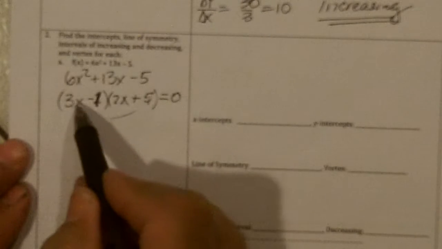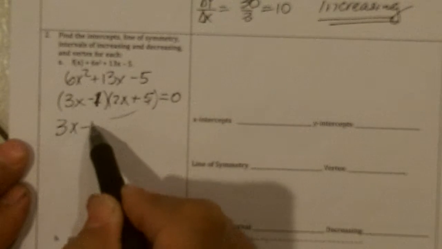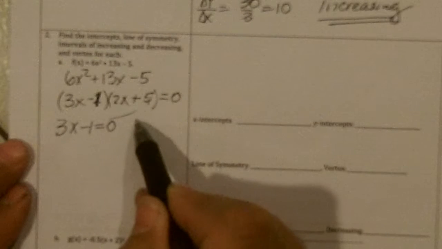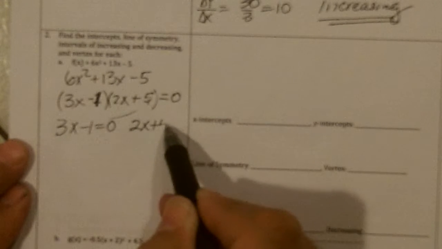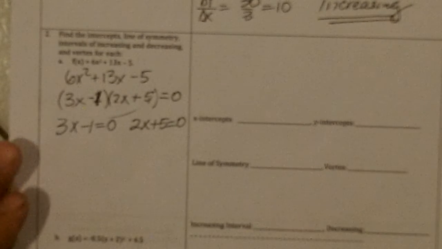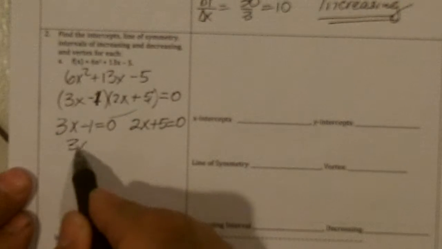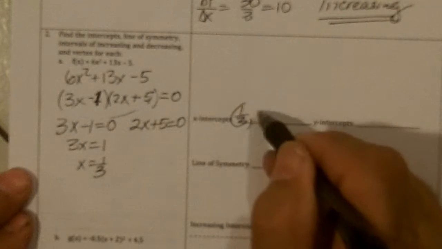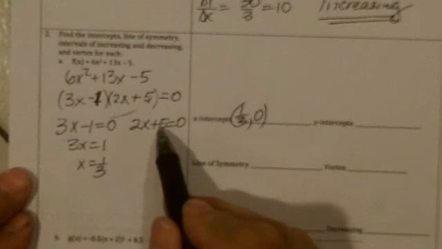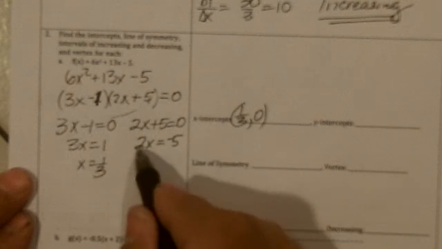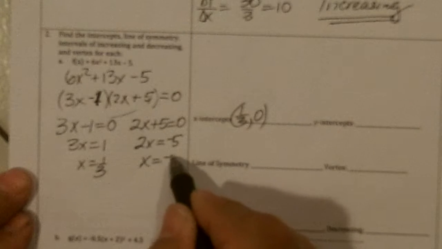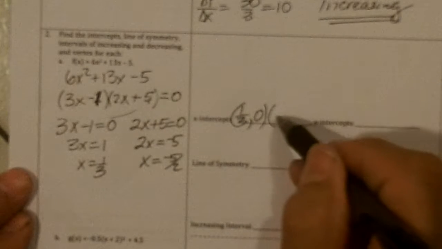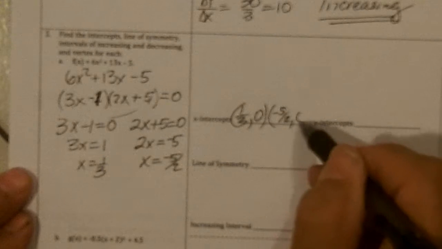0 for the y. So 3x minus 1 equal to 0, setting each one of these equal to 0, or 2x plus 5 equal to 0. Add 1 to both sides. Divide by 3. There's one x-intercept: (1/3, 0). On this one, subtract 5 from both sides. Divide by 2. So that's -2.5 or -5/2, 0.